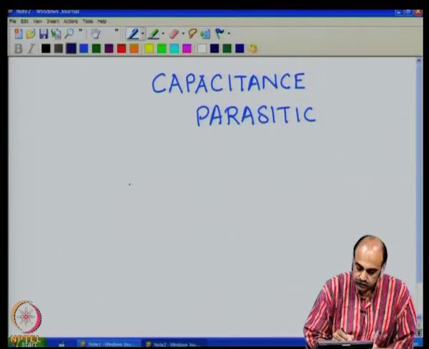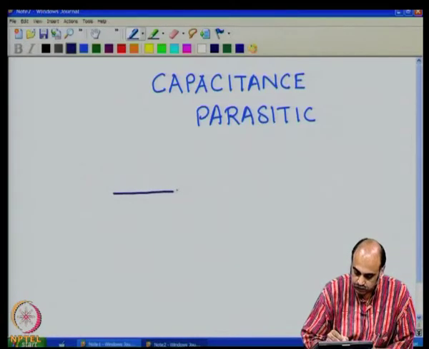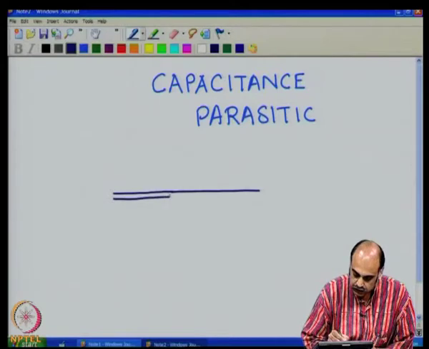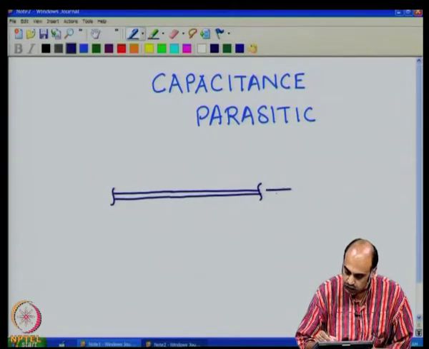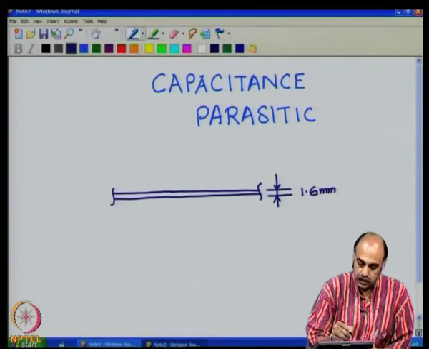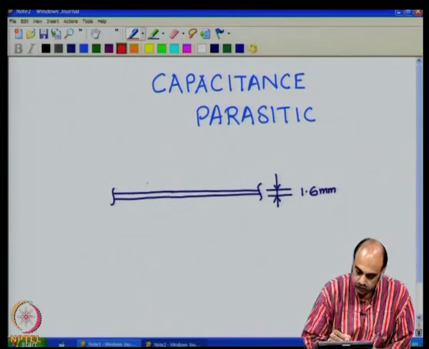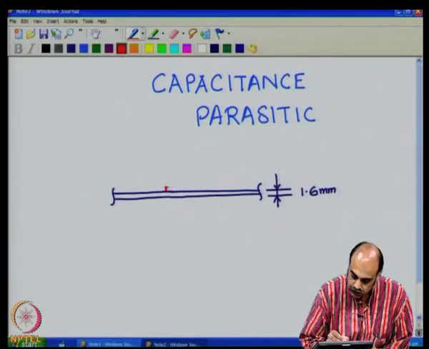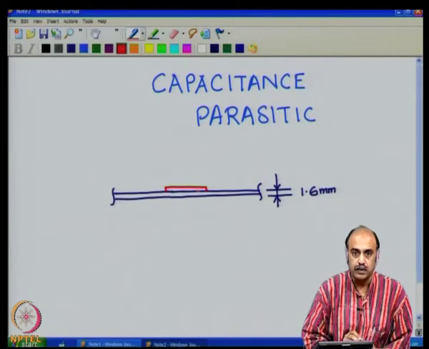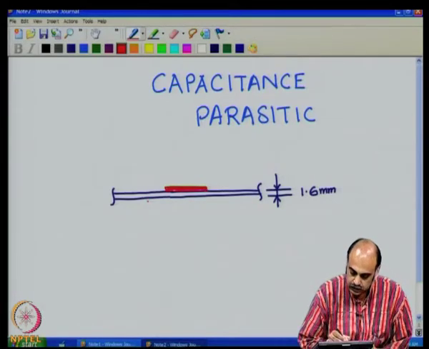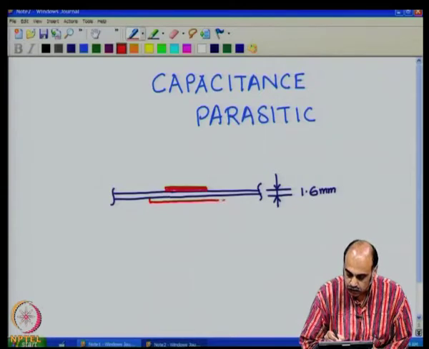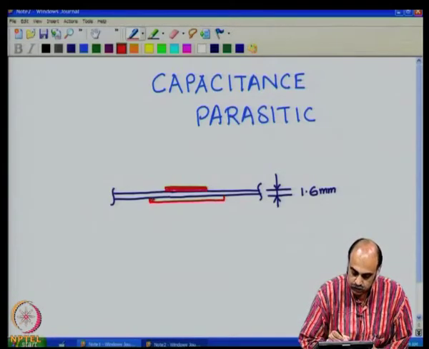So, if you consider the printed wiring board of some thickness, and we know the thickness of the printed wiring boards in most cases will be around 1.6 mm, and you have the copper tracks which are placed on both the layers, both the sides, top and bottom. Now, let us say we have a copper track on the top layer, and let us say we have a copper track on the other layer, the bottom layer. This is a double sided PCB.